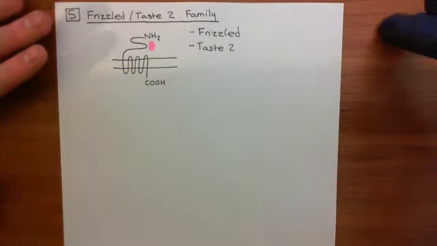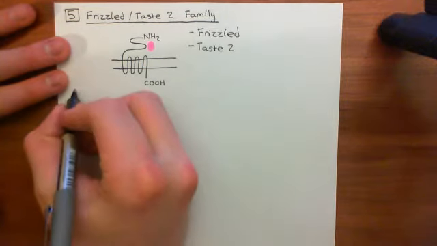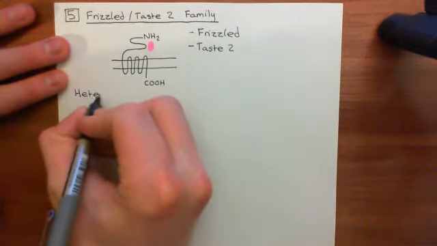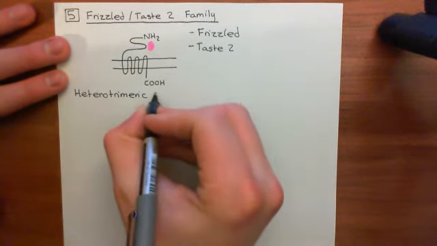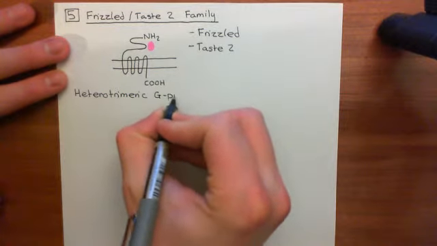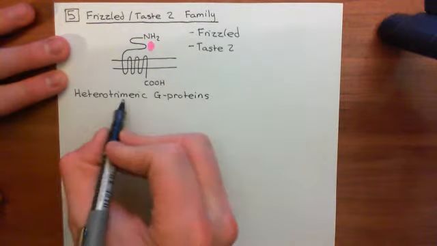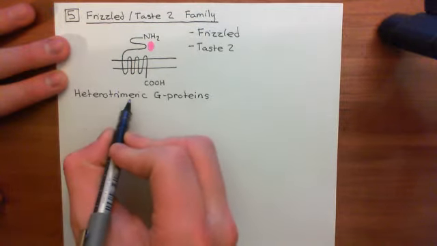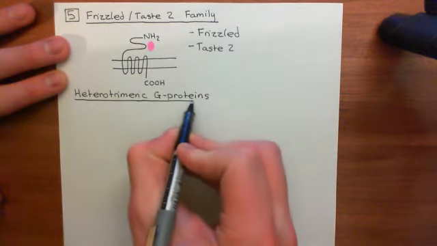Now, we want to see, once the receptor has been activated by ligand binding, what's it going to do? What's it going to interact with? To understand this, we need to discuss the heterotrimeric G proteins. So, heterotrimeric G proteins, what does that mean? Well, trimeric means that they're made out of 3 subunits. Heterotrimeric means that they're made out of 3 different subunits. So these are G proteins that are made out of 3 different subunits.